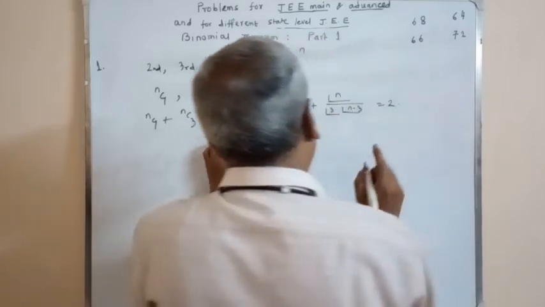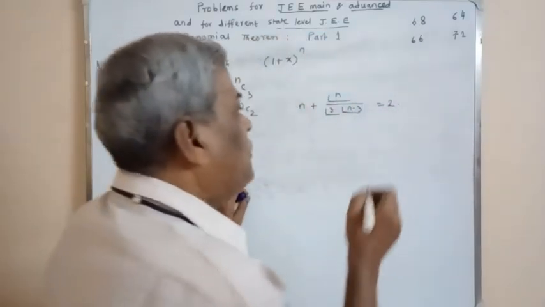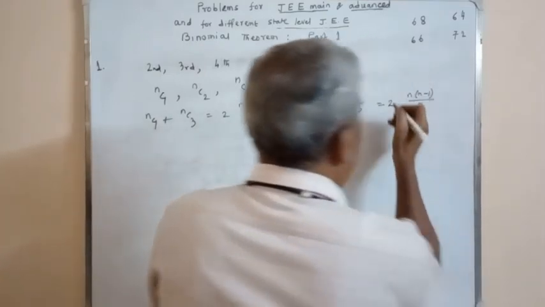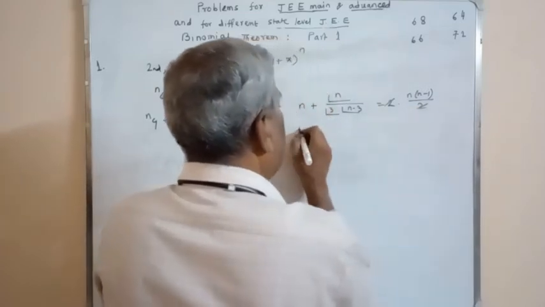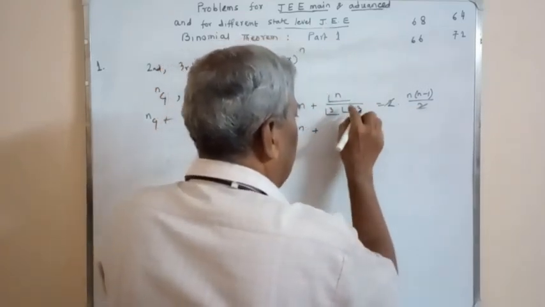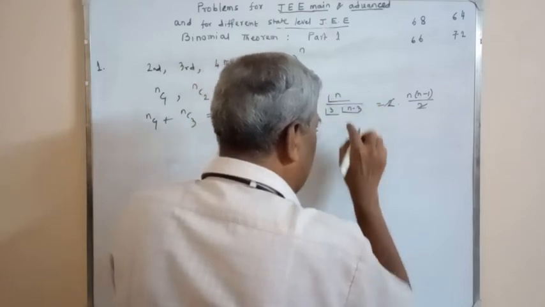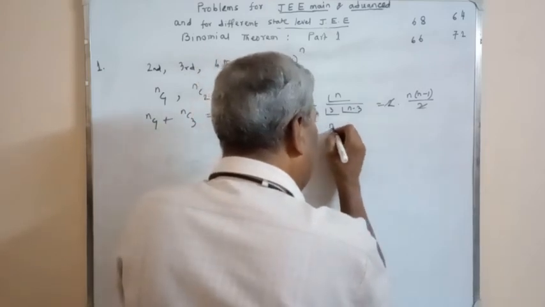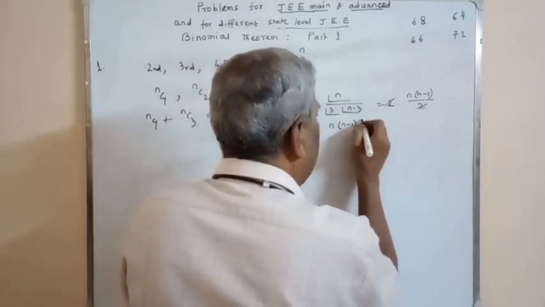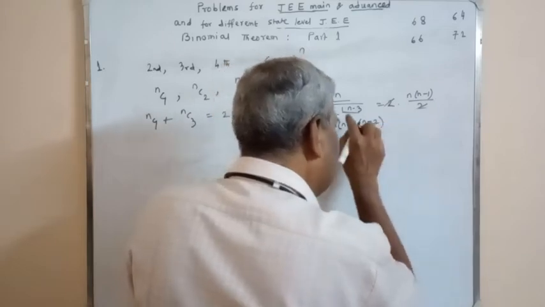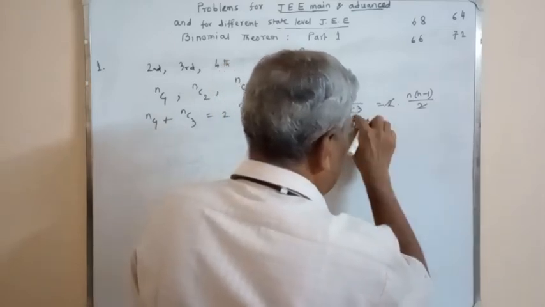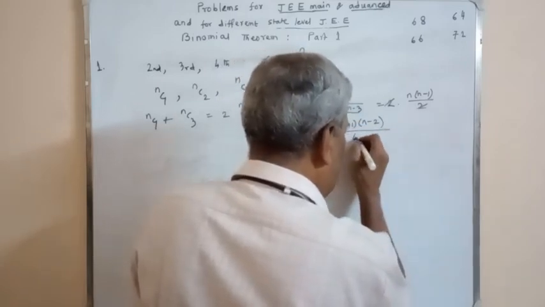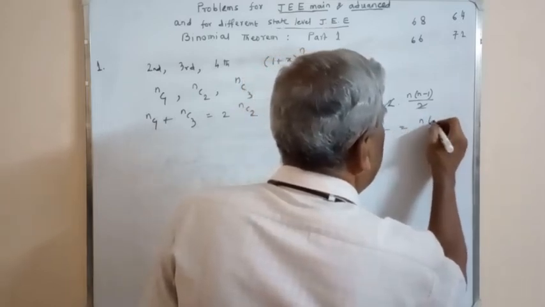NC2 is always n into n minus 1 by 2, so the 2 cancels. This is n plus factorial n and factorial n minus 3. Most of the terms will be cancelled, leaving n minus 1 into n minus 2. After that, factorial n minus 3 is cancelled with that. Factorial 3 is 1 into 2 into 3, which is 6, equal to n into n minus 1.